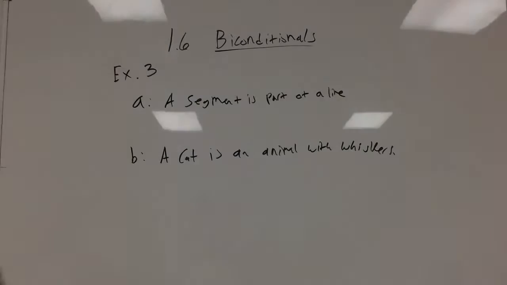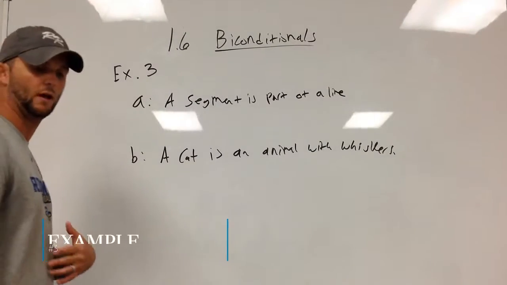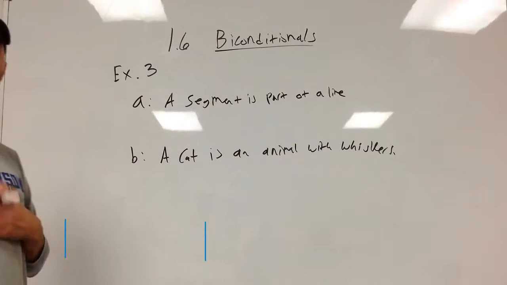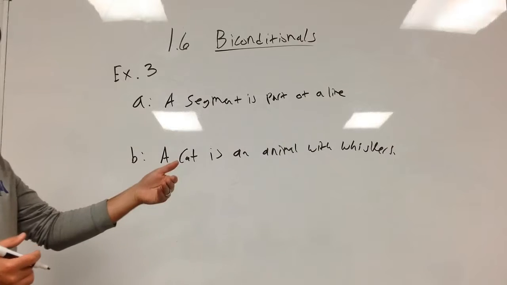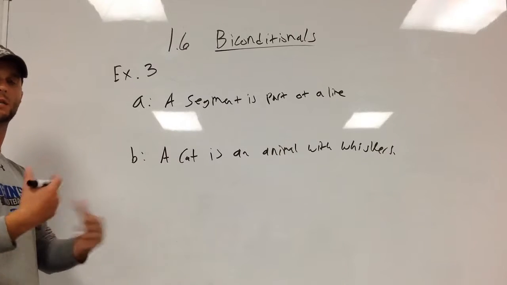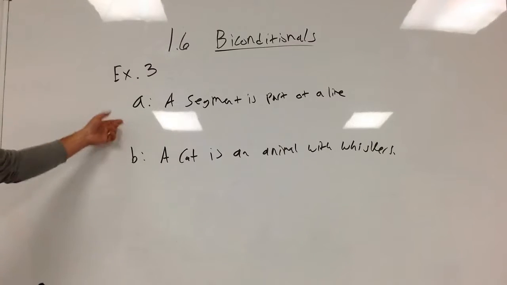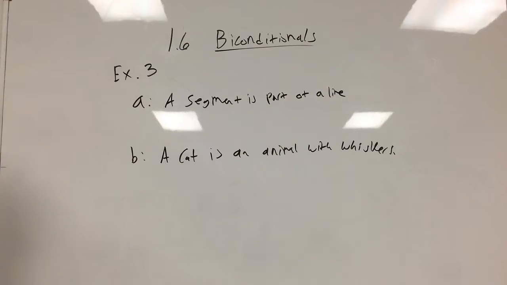Alright, lastly on example number 3, I'm just going to talk through these real quick, and it wants us to determine if this is going to be a good definition or not. The way we do that is we think of it as a conditional, then make its converse and see if it works out both ways. Then it's going to determine if it's a biconditional. So let's look at this first one. A segment is a part of a line.